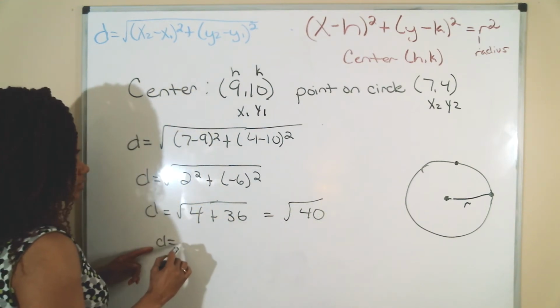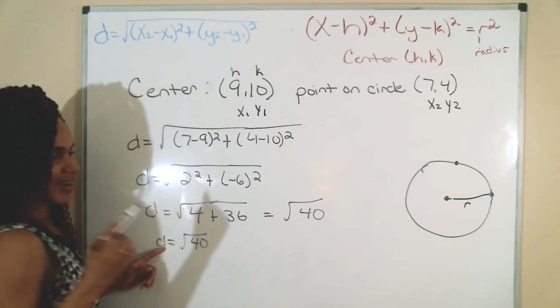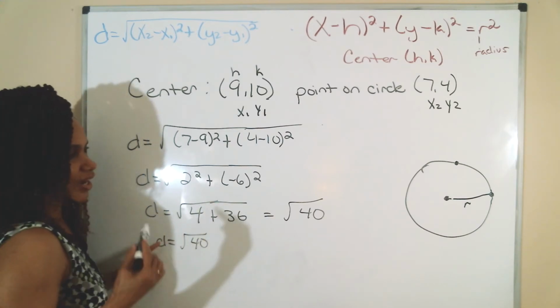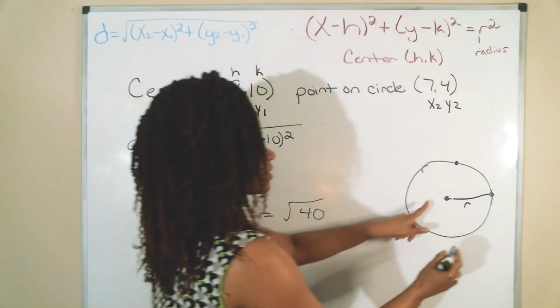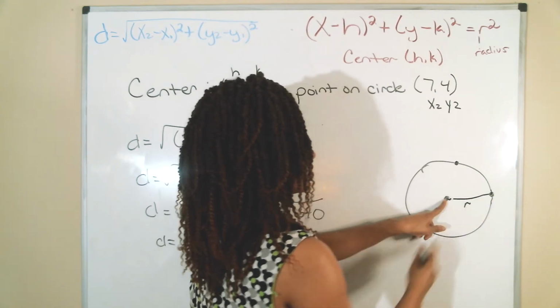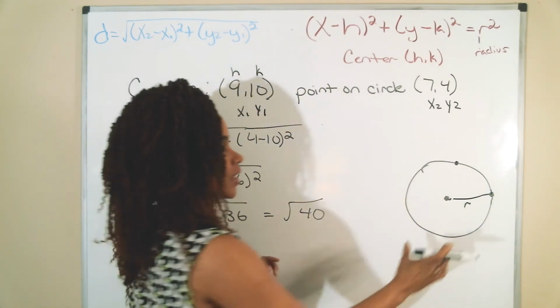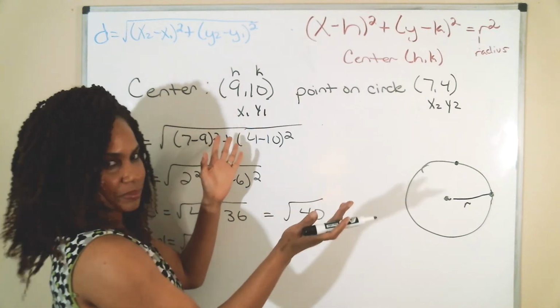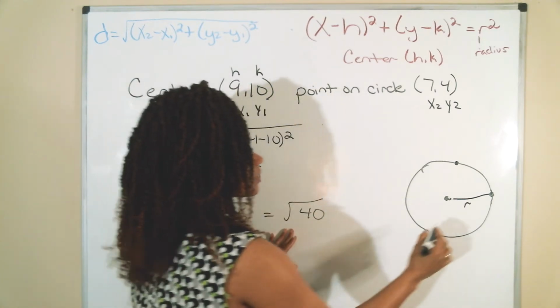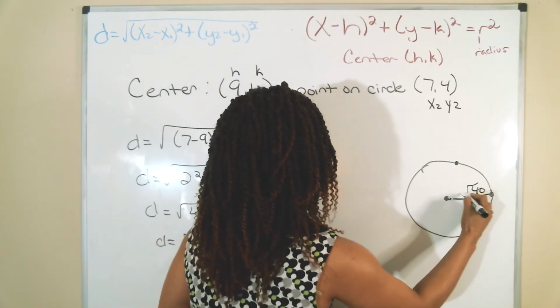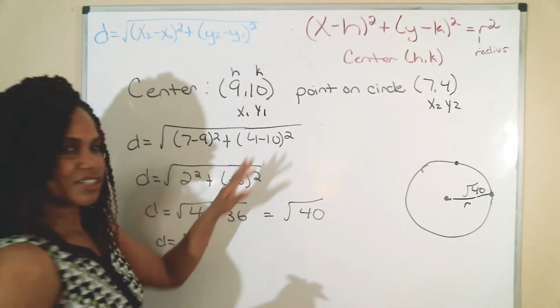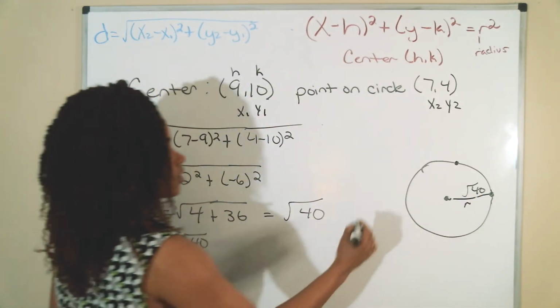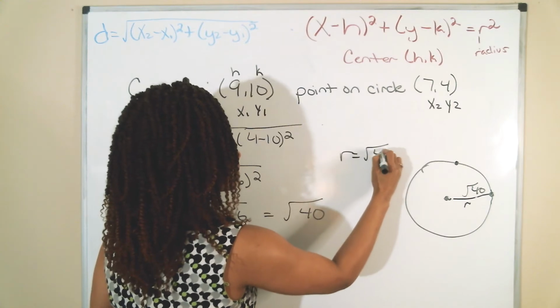So my distance is the square root of 40, not diameter. This is my distance. And so I use the distance formula to find the distance from here to here. So if this were on a coordinate grid, that would be the two ordered pairs. All right, so the radius would be the square root of 40. So I just plug it in. So r is equal to the square root of 40, right?